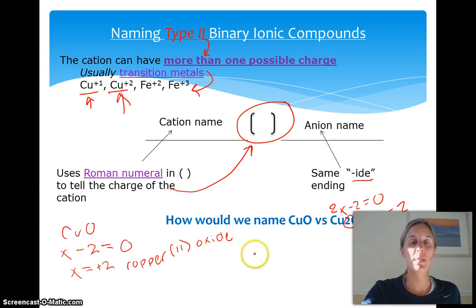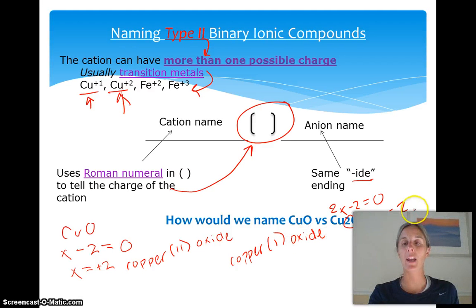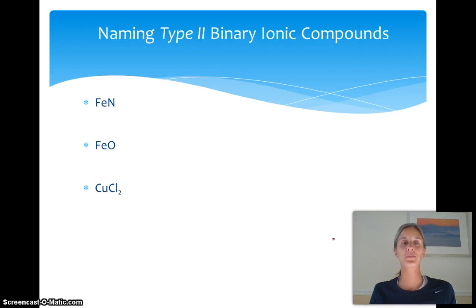So our name is still going to be copper, but this time we're going to put a 1 in Roman numerals in parentheses because we're dealing with the copper atom that has a +1 charge. So when you're naming your type 2 ions, you're going to have to do just a little bit of algebra, a little bit of math, to figure out whether you're dealing with something that has a +2 charge or something that has a +1 charge. And you use the negative ion to figure that out. So let's look at a couple of examples.